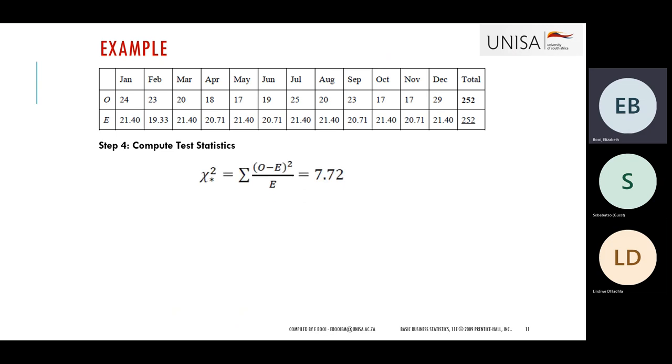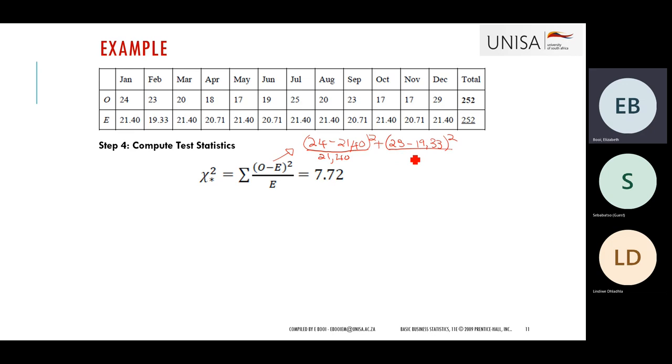Our test statistic, remember, is given by chi-squared equal to the sum of observed minus expected, squared, divided by the expected. What does that mean? It is the same as saying 24 minus 21.40, squared, plus 19.33 minus... observed is not 19, observed is 23. Minus 19.33. The thing I always forget is to divide by the expected value, so you need to also divide by the expected value.